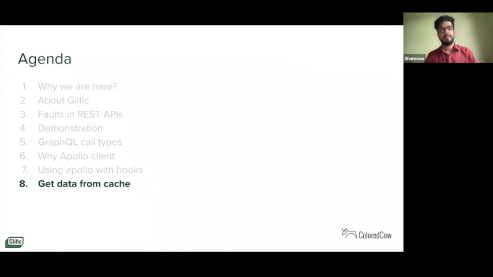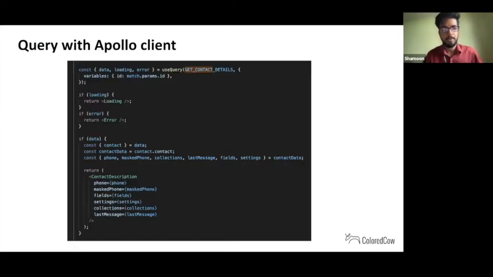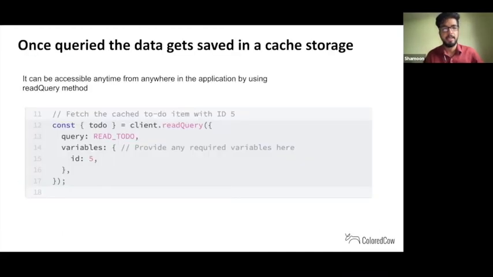Next, one of the major benefits of using Apollo is the cache that it stores in the browser. So whenever we make a query to the backend, that query is saved in the Apollo cache. So we don't need to make that query once again whenever we open the application. Let's say I have called this query, get contact details. I don't need to call this to the backend again.